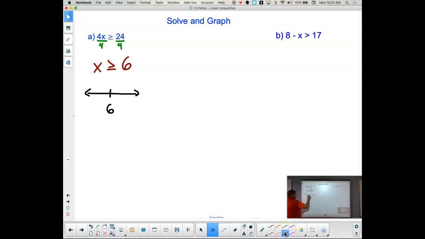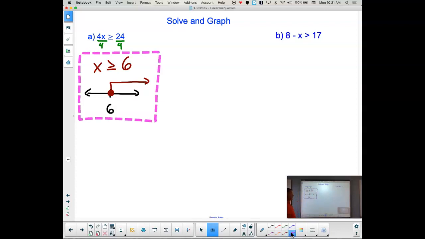Closed dot going to the right, because I want to be bigger. The alligator eats the bigger numbers. So x is the bigger number. I want all the bigger ones. And that is my two answers for this particular problem.